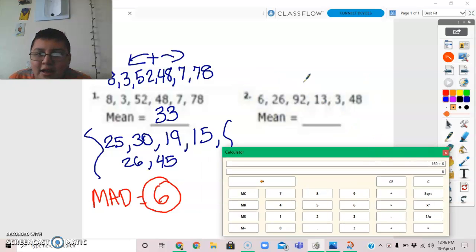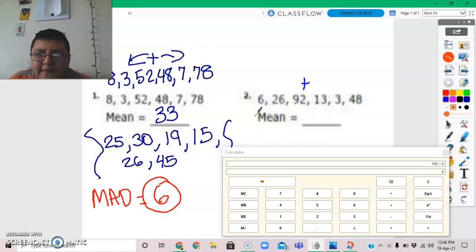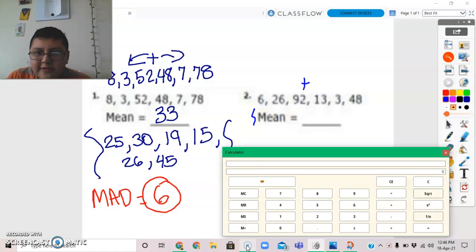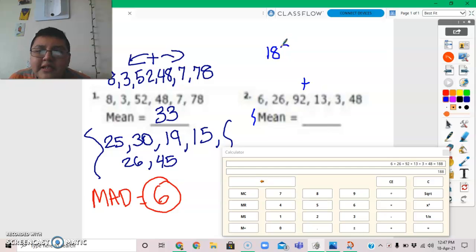So we're going to add all of these together to find the mean, because you need to find the mean first. We're going to do this in the calculator. 6 plus 26 plus 92 plus 13 plus 3 plus 48, which is going to give us a total of 188. But remember, you have to divide that total by how many numbers there are.